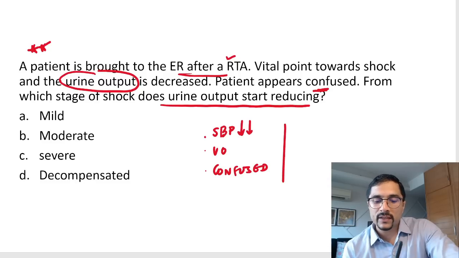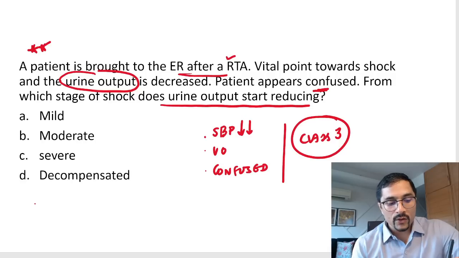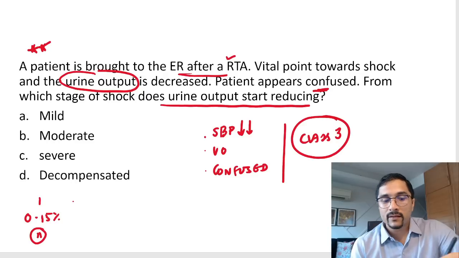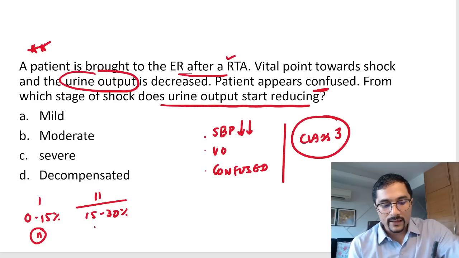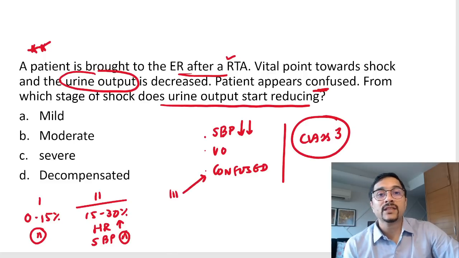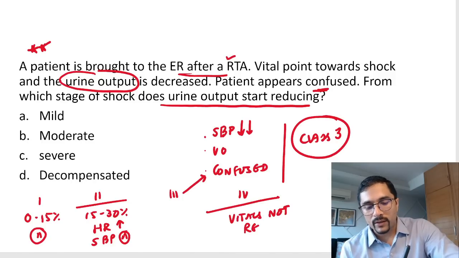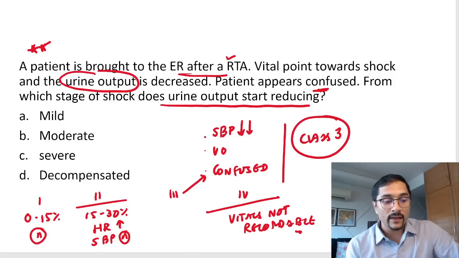Systolic BP reduces for the first time in class 3 shock. I've told you class 1 is 0 to 15% blood loss. Everything remains normal here. Class 2 is 15 to 30%. Remember the scoring of a tennis game. Here there is going to be tachycardia, but systolic BP is normal. Class 3: systolic BP starts falling, urine output starts falling, patient is confused. And class 4: vitals not recordable. The patient is about to die, more than 40% blood loss.